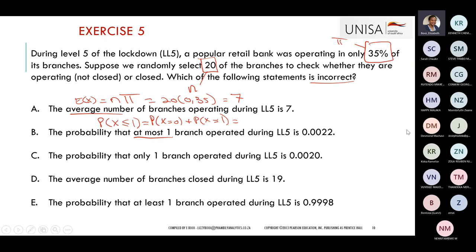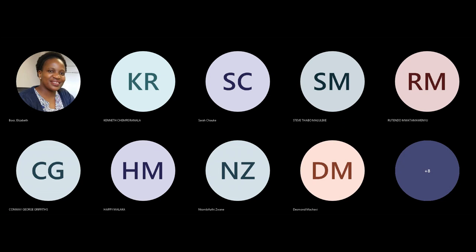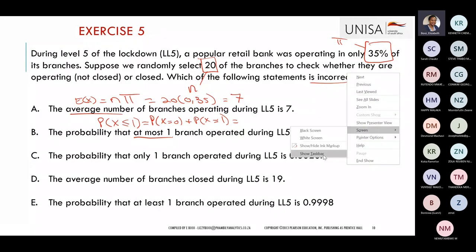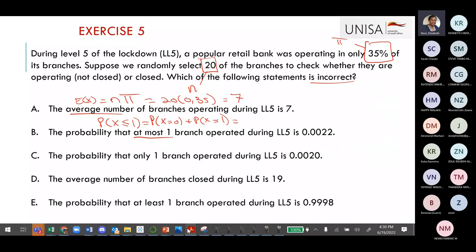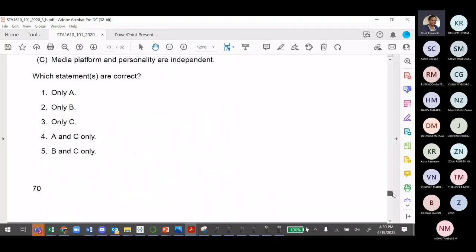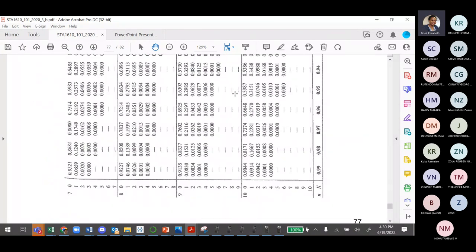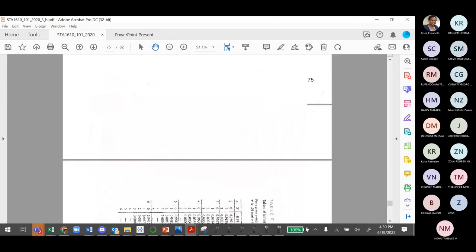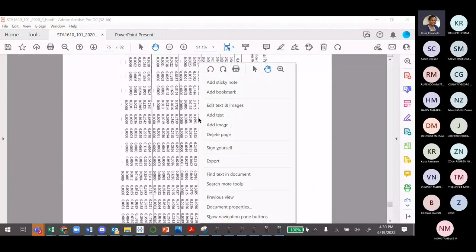And you need to go to the table. I need to share my entire screen, right? In order for you to be able to see the table. Have you gotten the answers? So this is binomial. You need to go to the binomial table. On my binomial tables, I need to rotate them. Okay, this one I need to rotate the other way around.